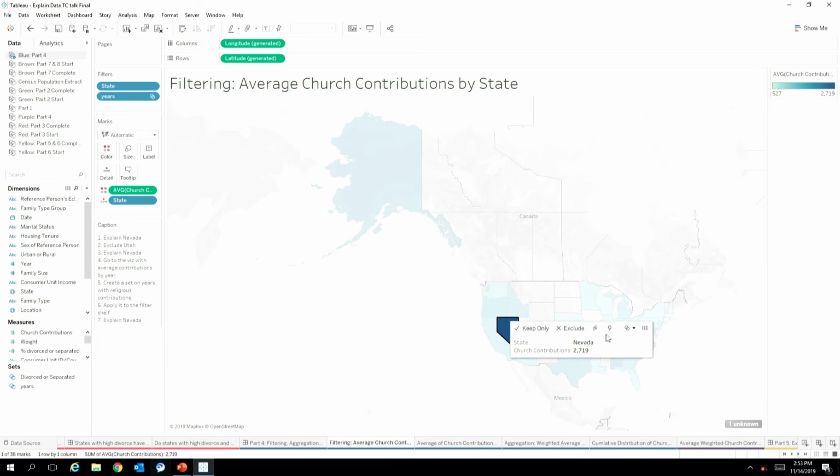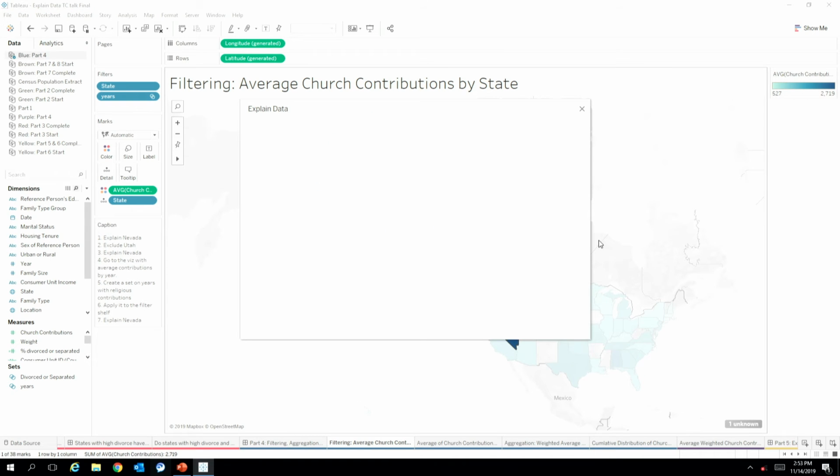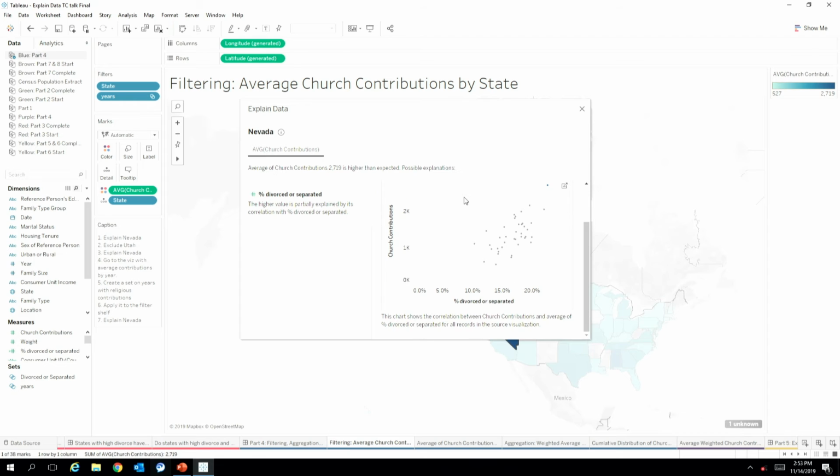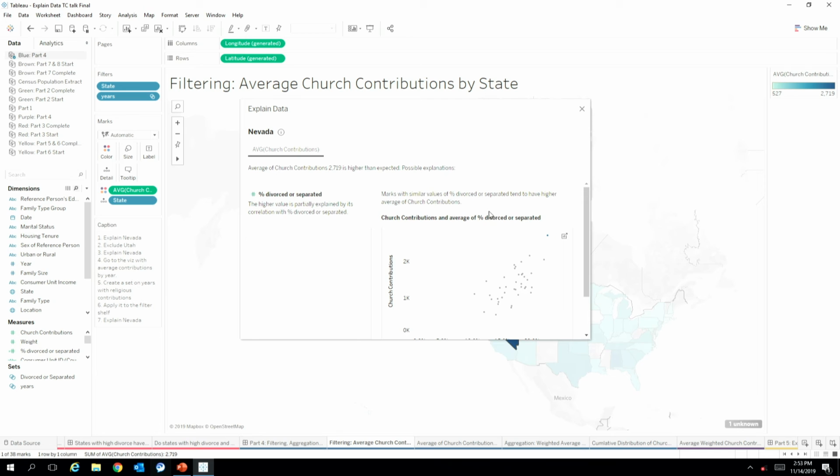So now that I've excluded those years, let's re-explain Nevada here. And now you will see that it's coming up with the explanation that church contributions are positively correlated with divorce and separation, as we would expect. So it didn't come up with it immediately, but when you exclude the data point that's throwing this correlation way off, and when you restrict the record set down to just the relevant years where people are making church contributions, it does find that correlation.